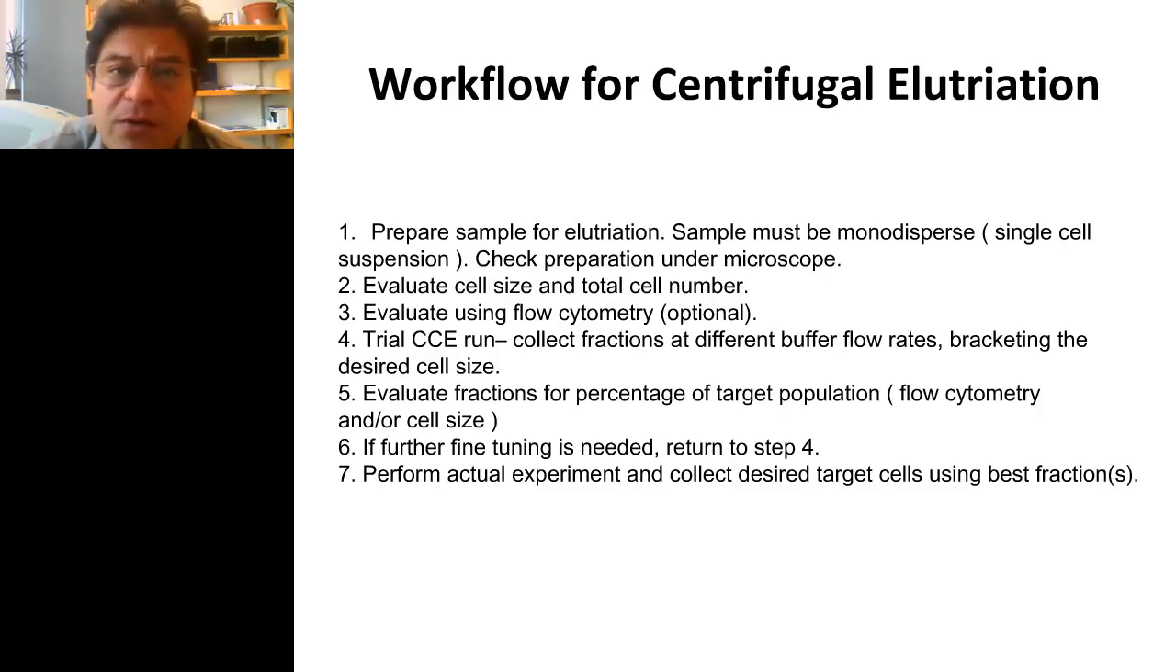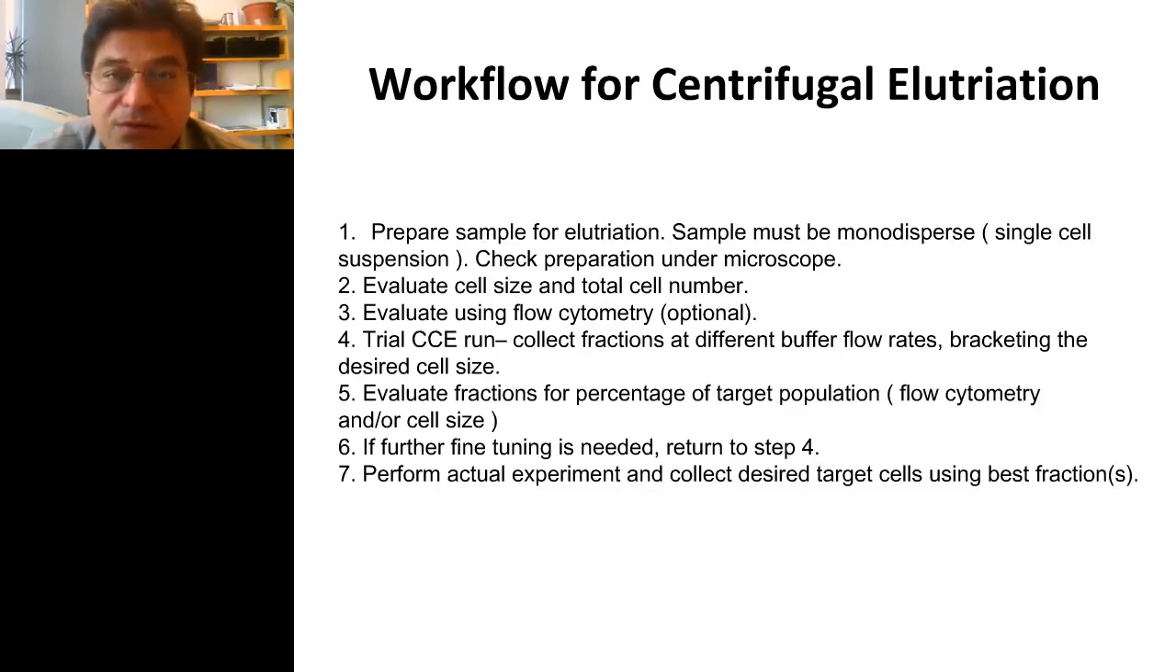And then step two, evaluating the cell size. This is critical because you need to be able to find out what the cell size of the cells of interest is. It's really best to actually measure that, and there's a number of ways to do that. In addition, you can evaluate using flow cytometry to hone in on the population of interest. Once this is all done, step two actually helps you to set up the centrifugal elutriator, and I'll show you a couple of points on that in a few slides later.